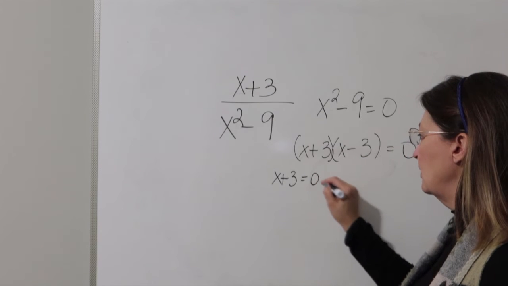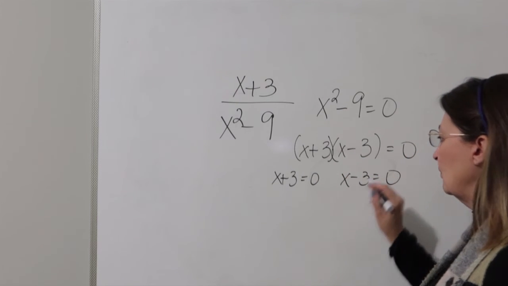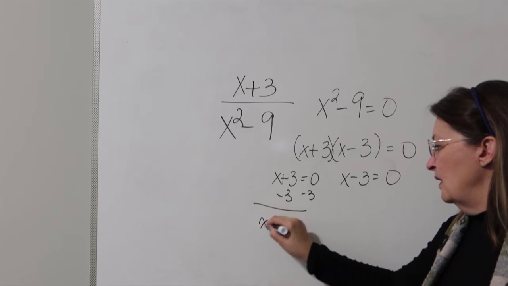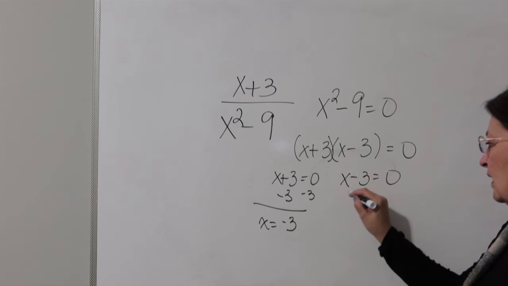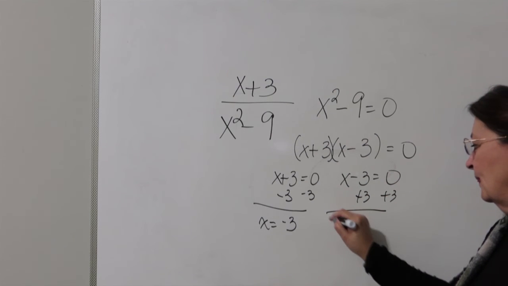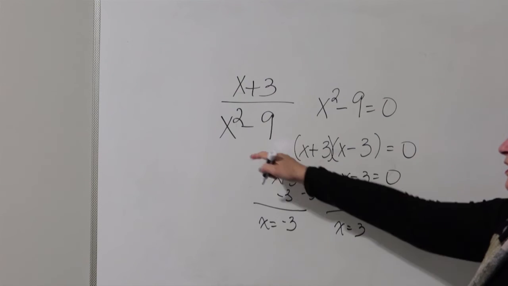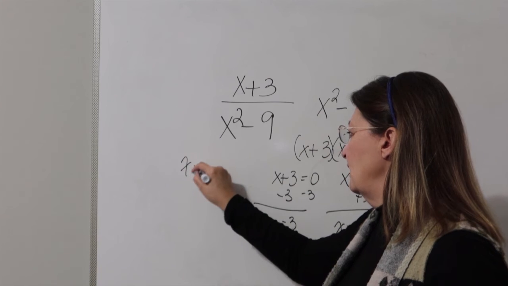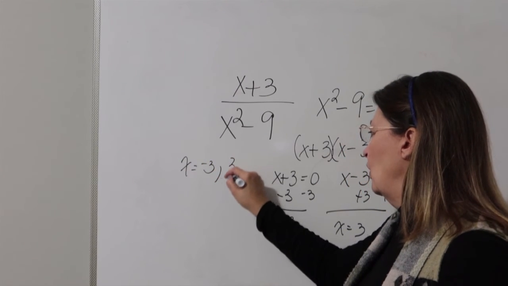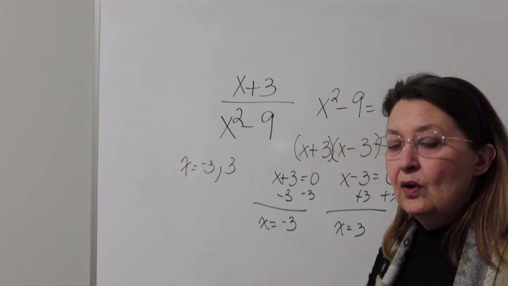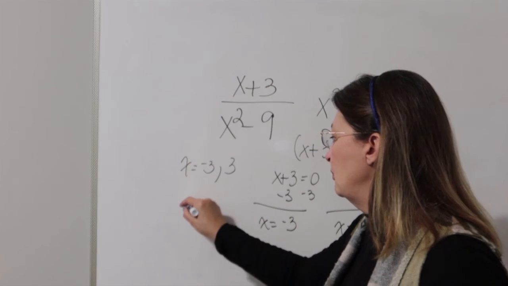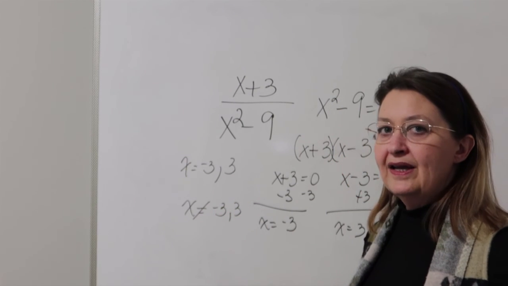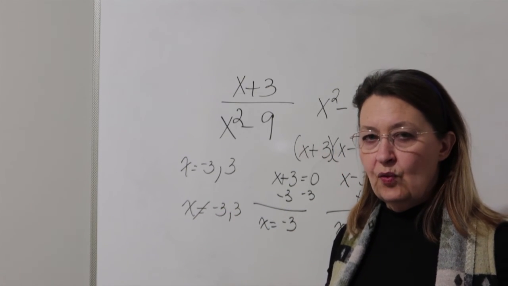x plus 3 equals 0. x minus 3 equals 0. And we're going to solve. Subtract 3 from each side. So x is -3 here. Add 3 to each side. x is equal to 3. So this expression is undefined at x equal to -3 or 3. If you're asked to limit the domain, then you're going to put x cannot be equal to -3 or 3. Like I said, it just depends on what you're asked for.